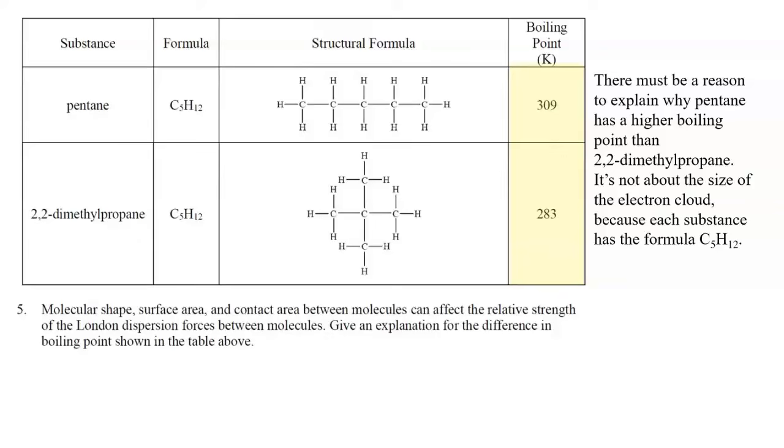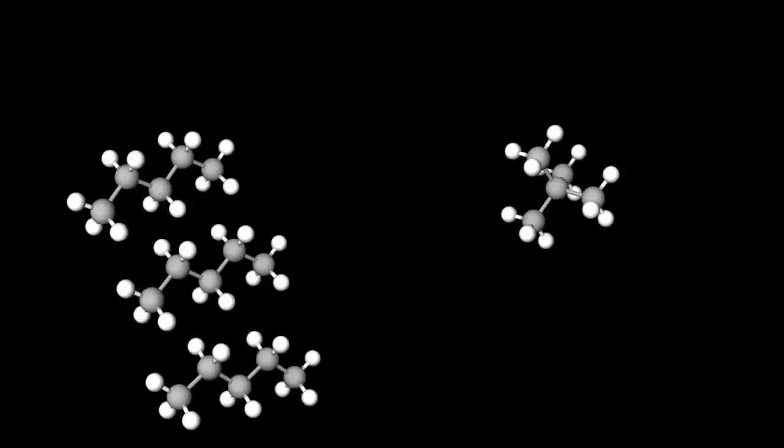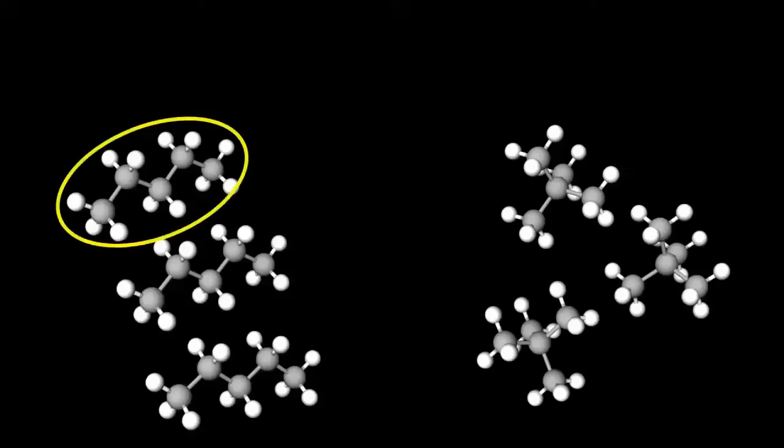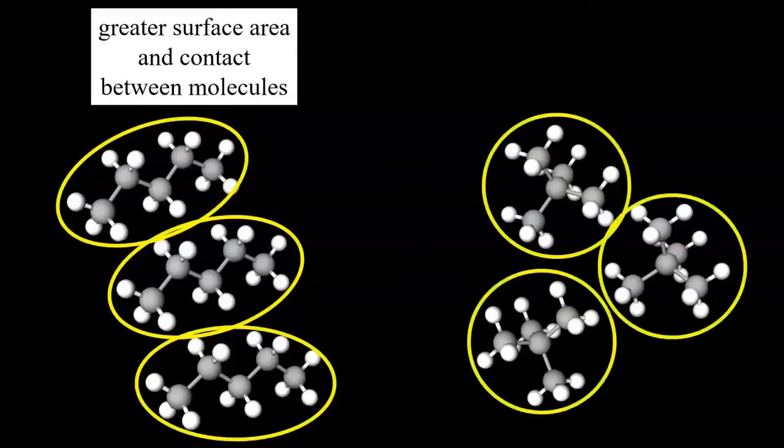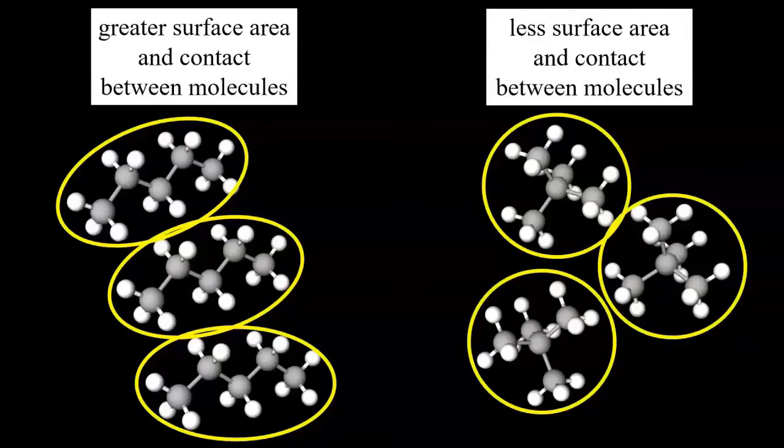It's not about the size of the electron cloud because each substance has the formula C5H12. It must be about molecular shape, surface area, and contact area between molecules. Let's take a look. So pentane versus 2,2-dimethylpropane. If we compare these molecules, we can see that the pentane molecules have greater surface area and contact between the molecules, whereas 2,2-dimethylpropane has less surface area and contact between the molecules.